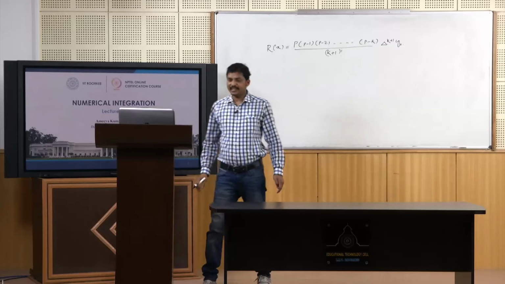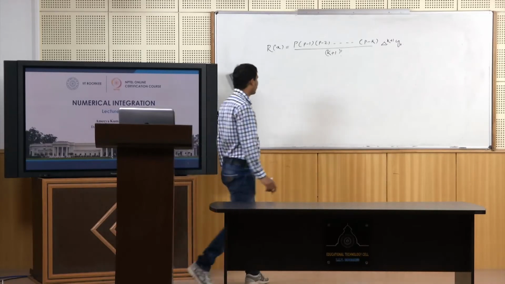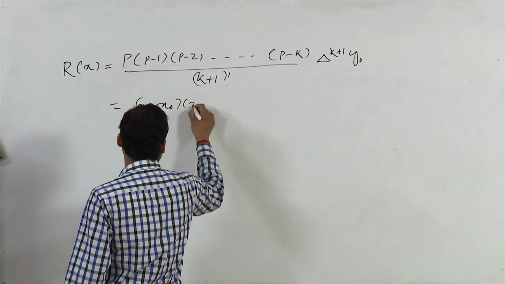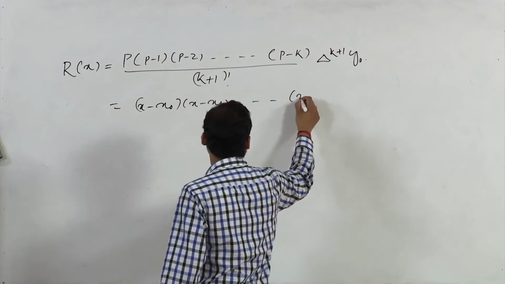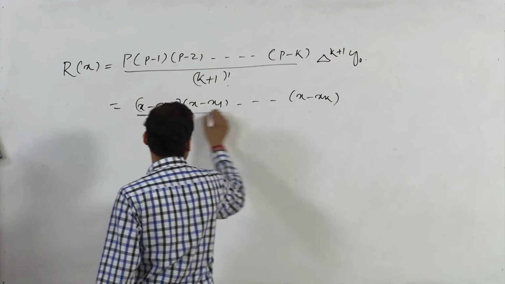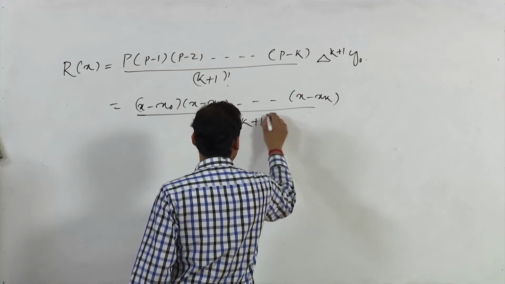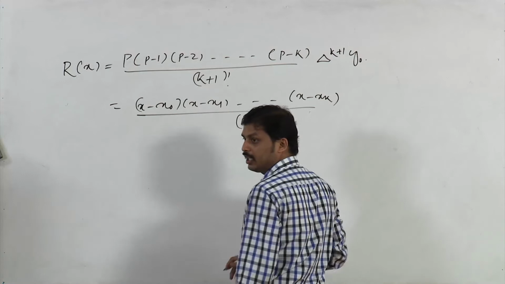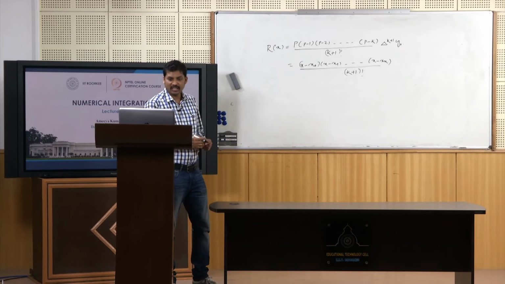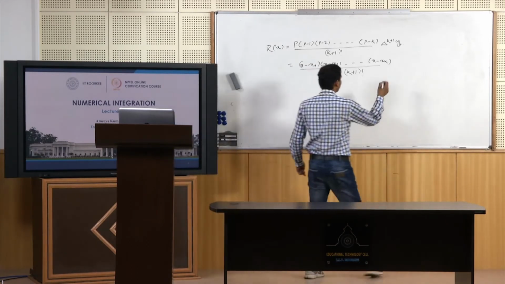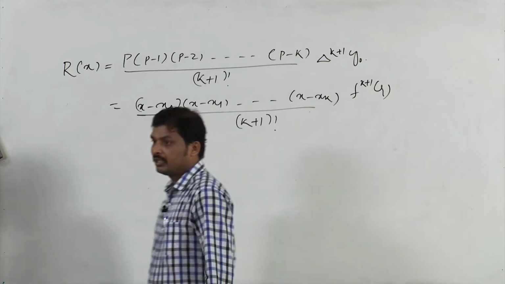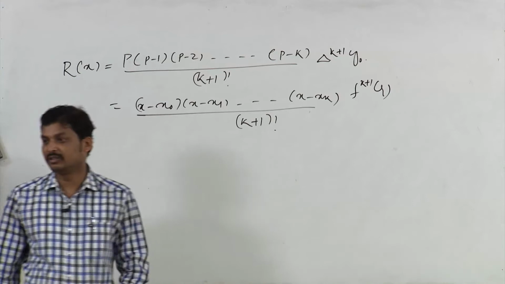In terms of x, this can be written in the form x minus x0, x minus x1 up to x minus xk divided by k plus 1 factorial, and it also has an h term. So, we can write this as f to the power k plus 1 of zeta divided by k plus 1 factorial.